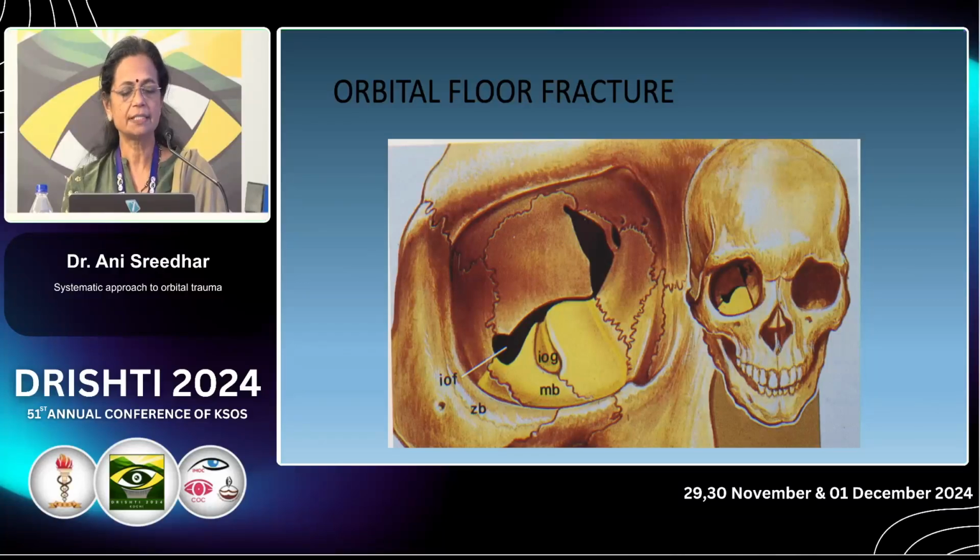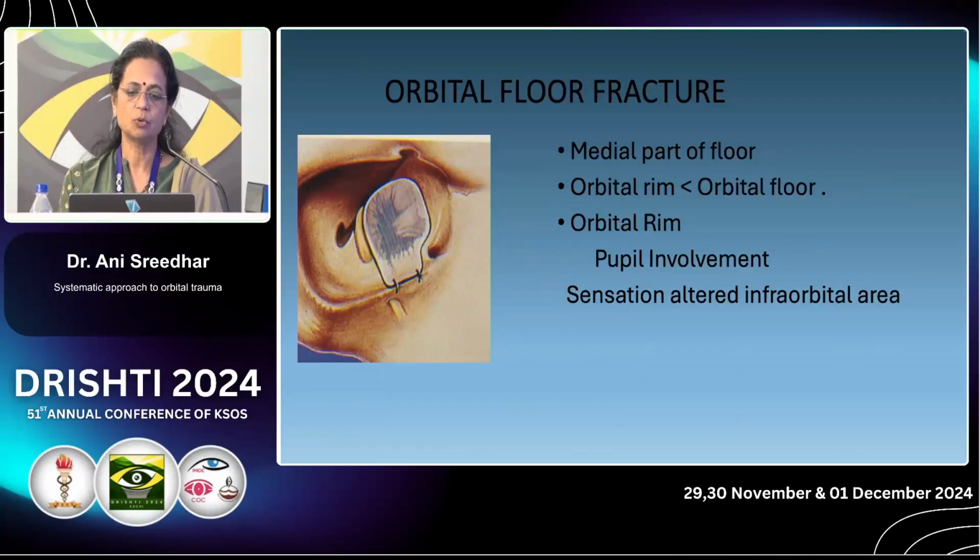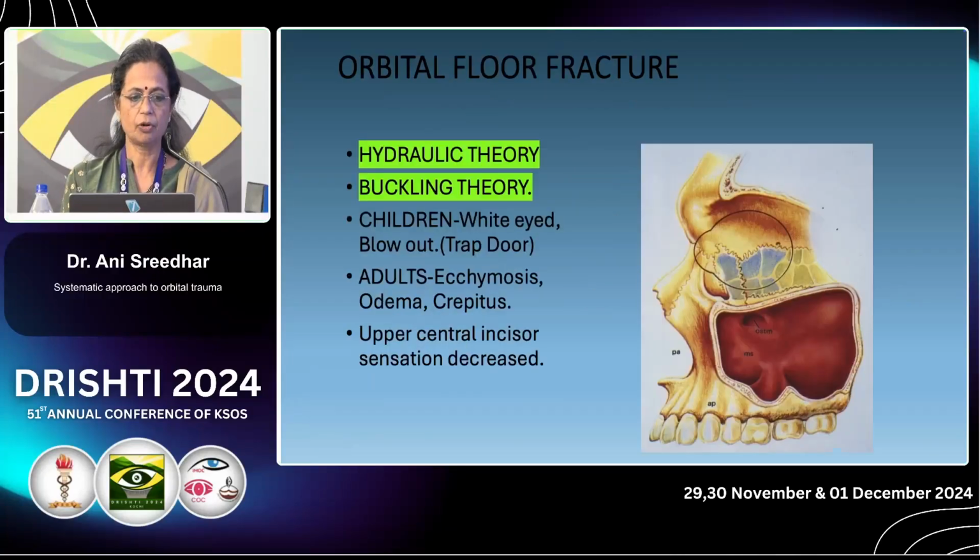Floor fracture, as you all know, involves more the medial part of the floor, that is medial to the intraorbital groove, foramen and nerve. Orbital floor fracture is more common than rim fracture. In my experience, I have seen only one or two cases of rim fracture. But if there is a rim fracture, you have to look at the pupil, because the inferior oblique can be involved and the pupil fibers go through the nerve to the inferior oblique. And in all cases, you have to test the sensation in the infraorbital area.